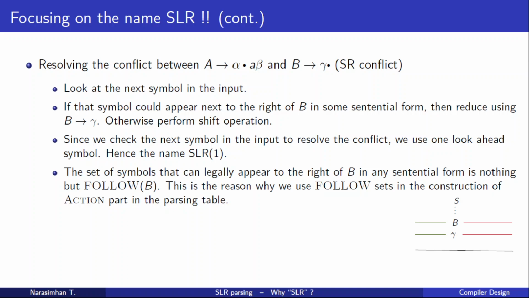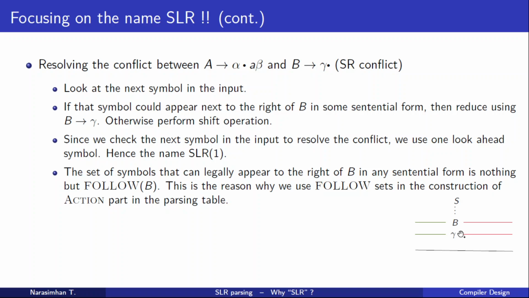Now, how to know whether it is a valid right sentential form or not? What can you tell about the symbol that lies next to this capital B? This symbol should actually be the next input symbol. Why is that true? Because you are starting from the input string, only then have you been able to come to this particular sentential form. So the symbol to the right of capital B should be the next input symbol.